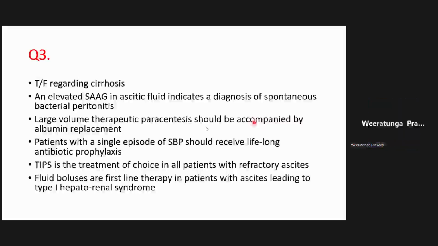No, there is no definition for deep jaundice. It's just clinically that you see it. Correct?